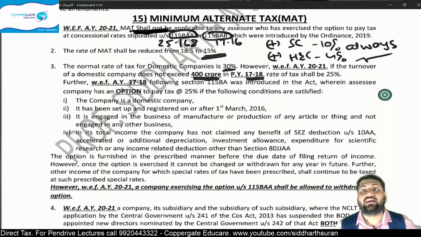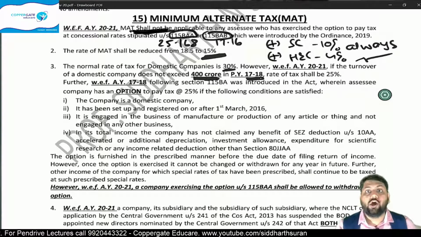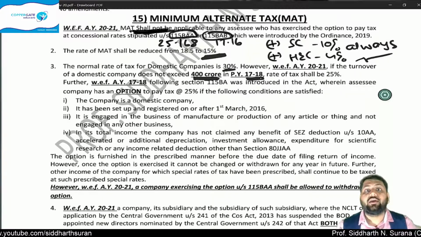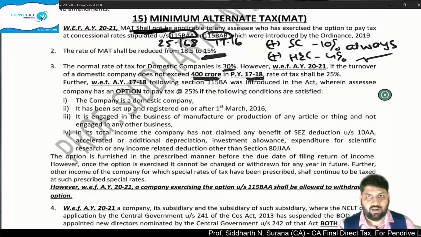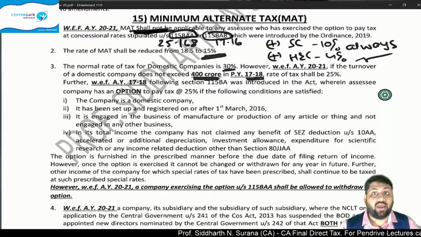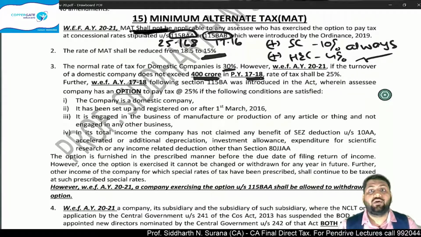This system exactly started from the year 16-17. For 16-17, you had to check turnover of 14-15, the limit was 5 crore and 25% tax. In 17-18, you had to check turnover of 15-16. They increased the limit to 50 crore. In 18-19, you had to check turnover of 16-17, and this limit was 250 crore last year. And now for the year 19-20, you have to check turnover of 17-18.